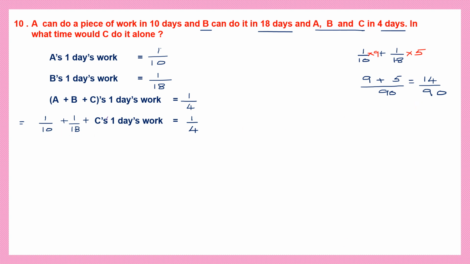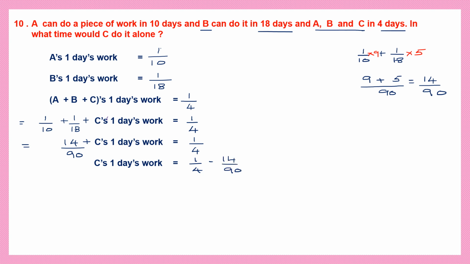So let's write it there. So this is equal to 14 by 90 plus C's 1 day's work, which we don't know. And we know that all this is equal to 1 by 4. Now we're going to find only C's 1 day's work. That means I'm going to move this 14 by 90 to the other side. So let's do that. So C's 1 day's work is equal to 1 by 4 minus 14 by 90. So this we need to work out.